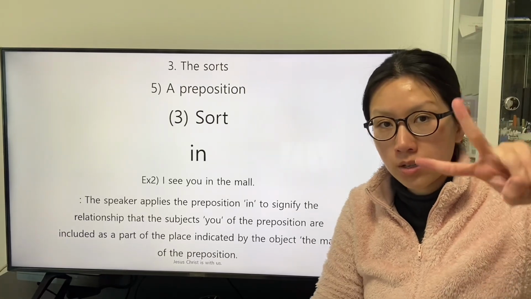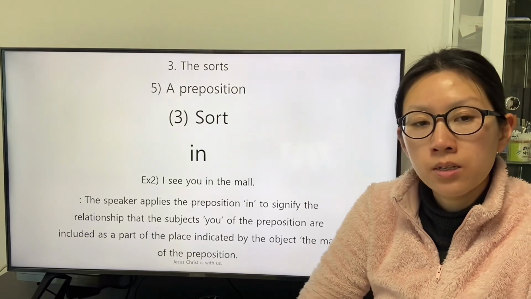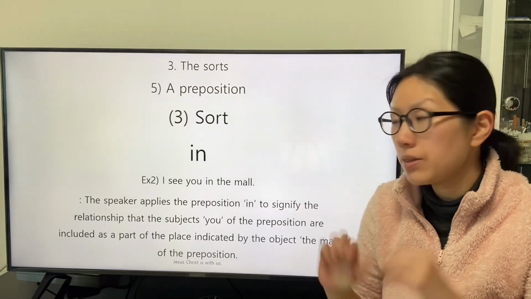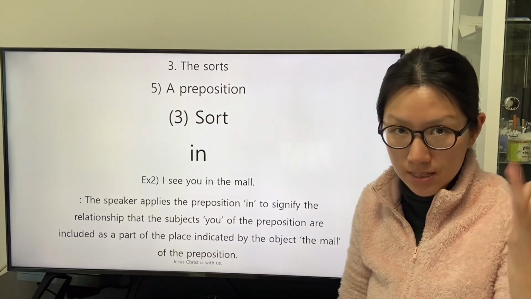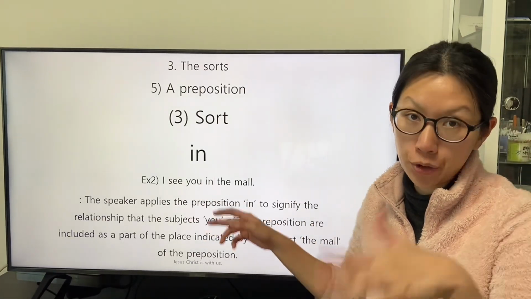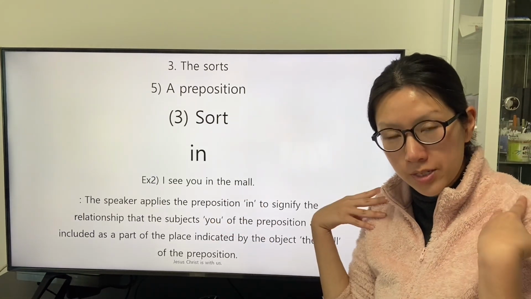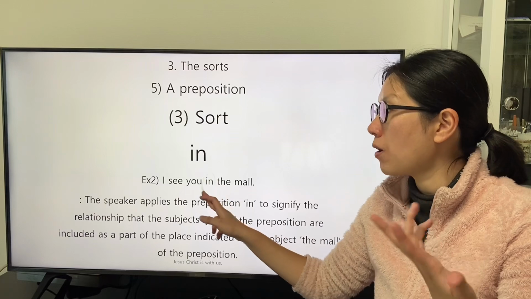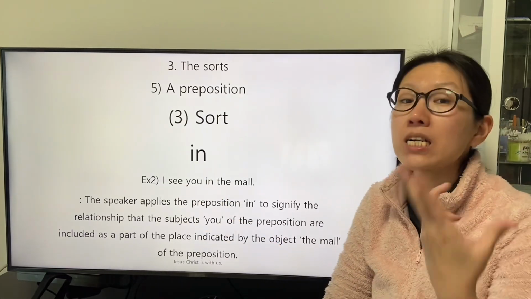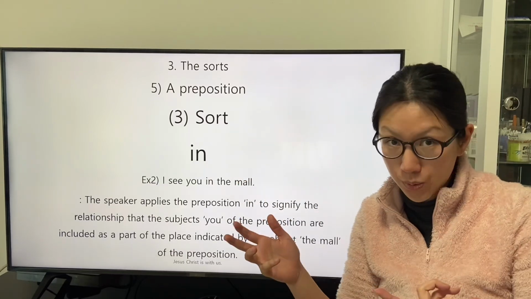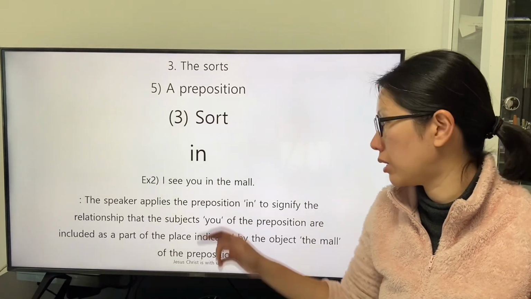There is the second clause, I see you in the mall. In this clause, the preposition in describes the existences of the subject, who are the listeners, and we can understand that from the definition of the preposition in, the listeners are included in the venue, the place, indicated by the phrase of the general noun, the mall.